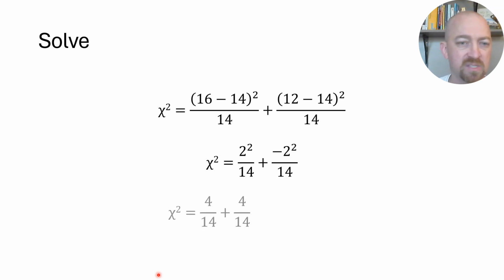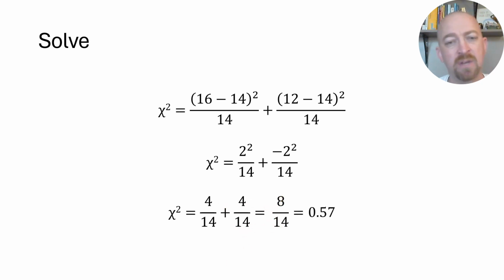So, of course, now we simply square these values. 2 squared is 4, and negative 2 squared is also 4. So we can then add across, because we have 14 and 14 on the denominator. A common denominator means that we can just add on those numerators to get 8 divided by 14, and of course 8 divided by 14 is 0.57.